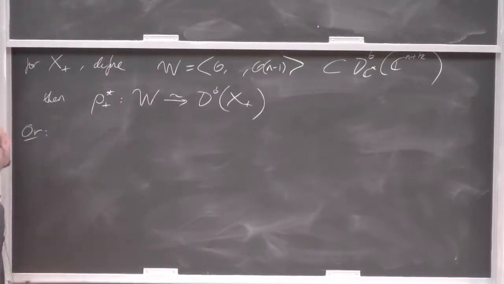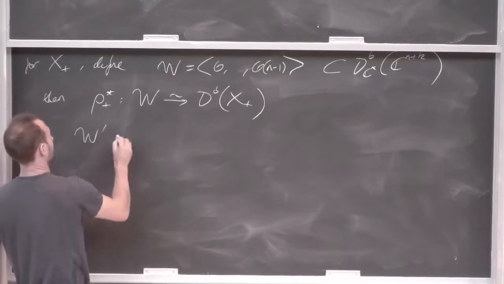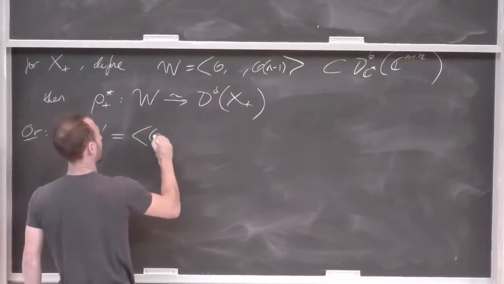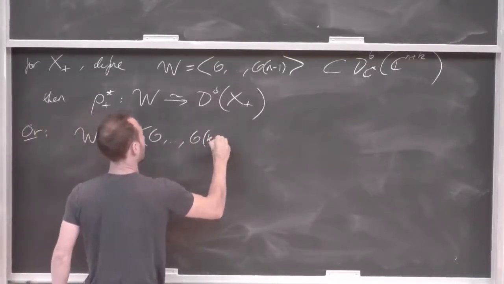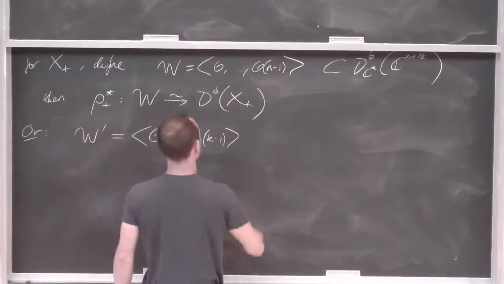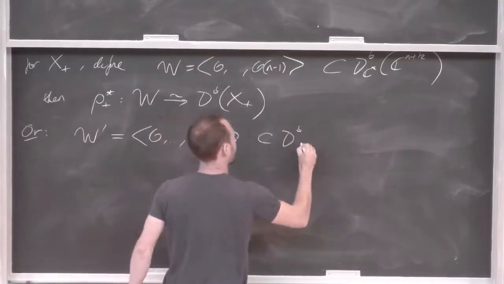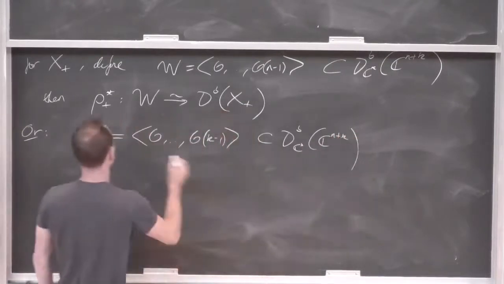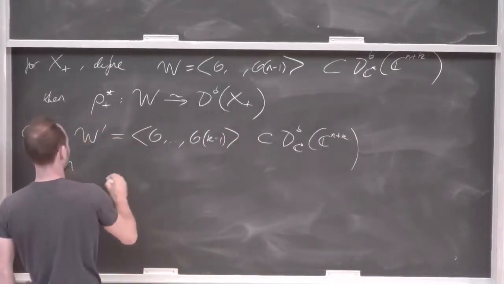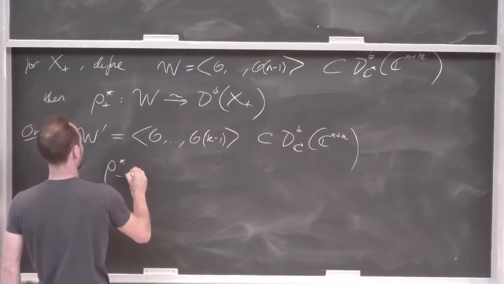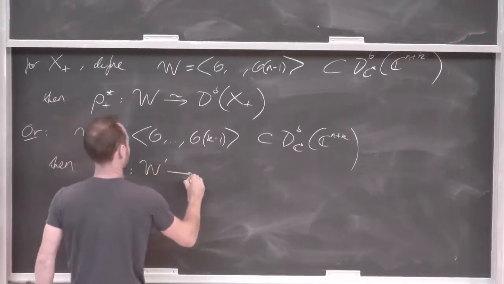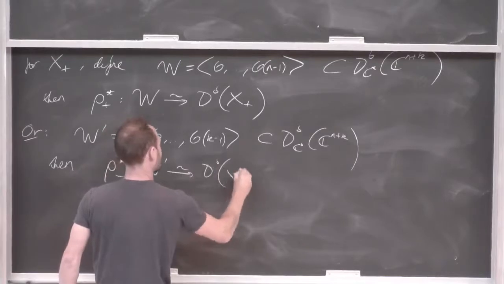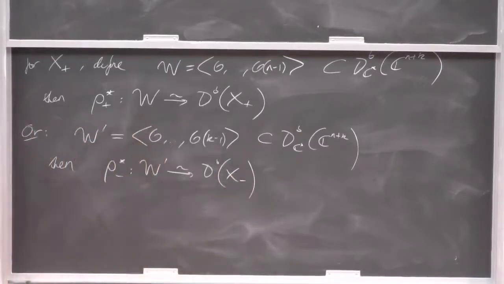I could care about x minus. So let me have a second window, W prime, which is going to be O up to O(k minus 1). Again, in the equivariant derived category. And that guy is tailored to be equivalent to x minus. So if you look at restricting to x minus, you get an equivalence. OK?